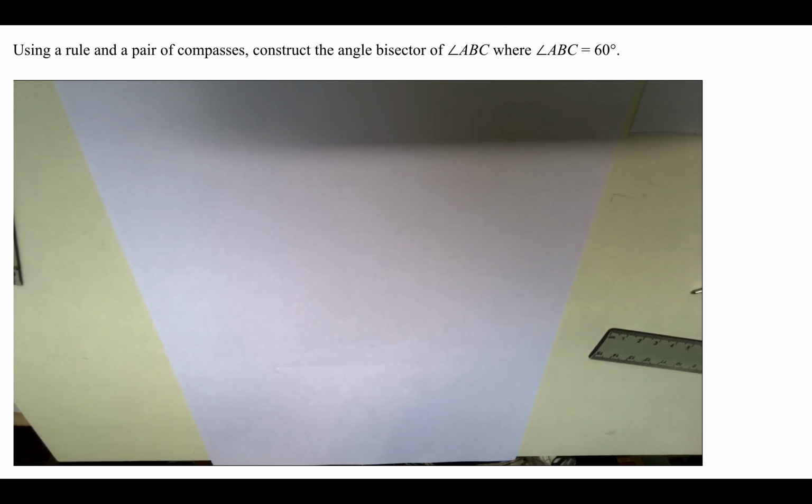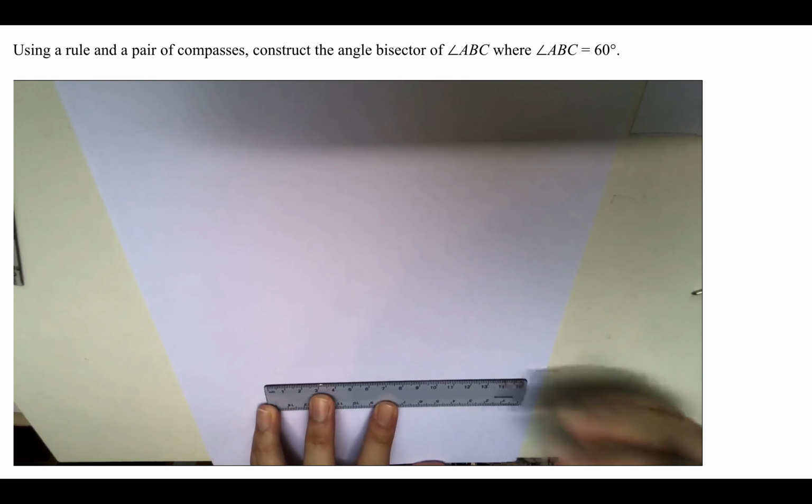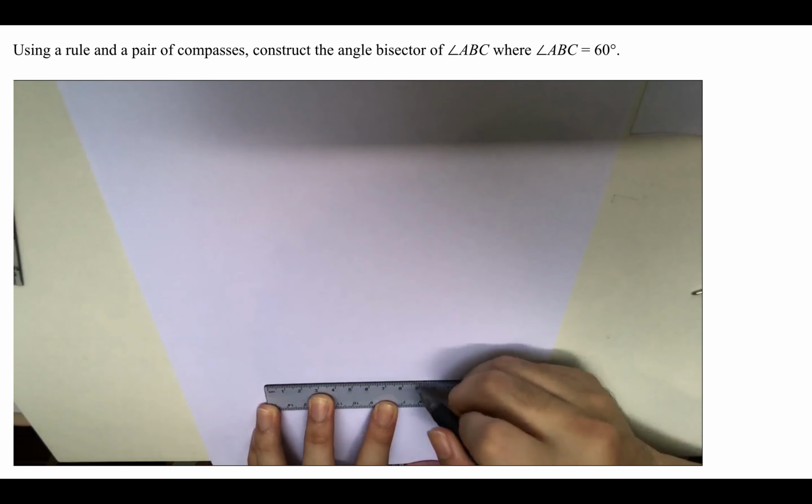Now, angle bisector, just as the name implies, means I have a certain angle which I want to divide into two equal parts. So in this case, we want to construct the angle bisector of angle ABC, where angle ABC is 60 degrees. So to begin doing this, I will need an angle that is 60 degrees. We can construct this very easily.